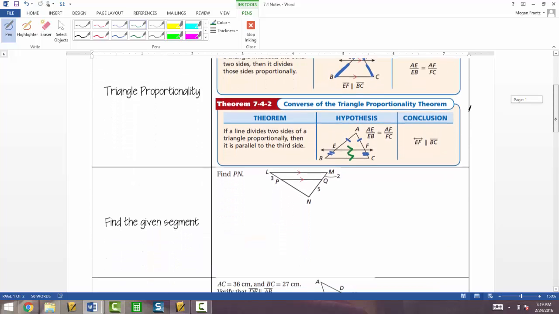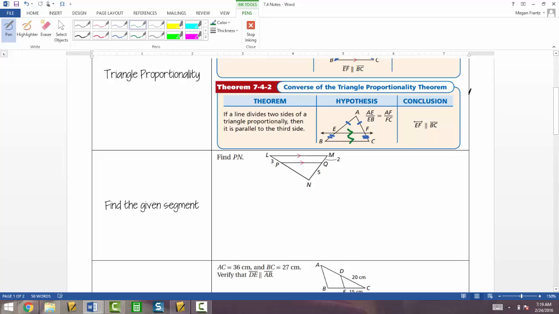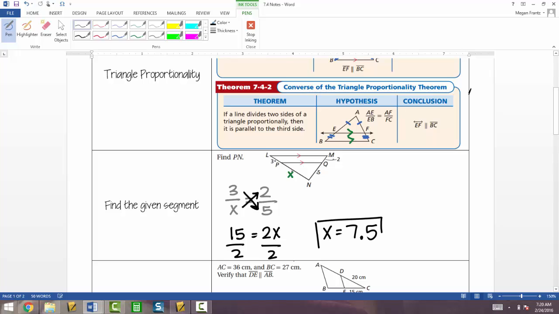So you'll get some problems like this. This one tells us that these lines are parallel with the red arrows here, and we need to find PN. So this is x here that we don't know. Because we know that these are proportional, we can set up a proportion like we've been doing. 3 over x has to equal 2 over 5. And remember, there's tons of ways that you can set this up, but just make sure it's consistent. You could do 3 divided by 2 equals x divided by 5. You could do x divided by 3 equals 5 divided by 2. But whatever way you do it, when you cross multiply, you should end up with 15 equals 2x. And then if we divide both sides by 2, we end up that x is 7.5. So that's the distance from P to N.